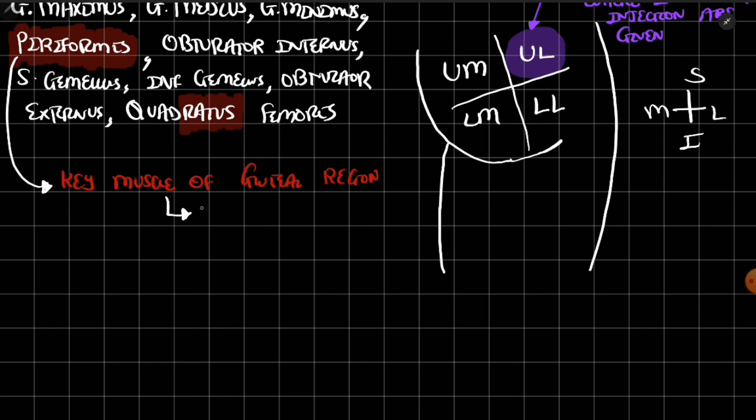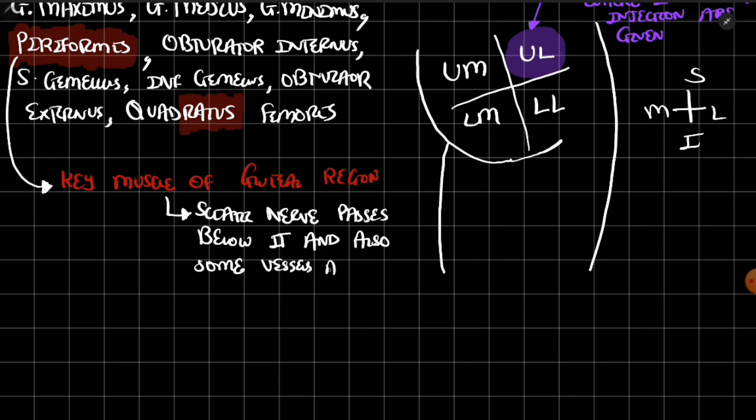Because the sciatic nerve passes below it, and also some important vessels and nerves pass above as well as below it. One thing is important, the sciatic nerve. For now, just remember the sciatic nerve passes below the piriformis.